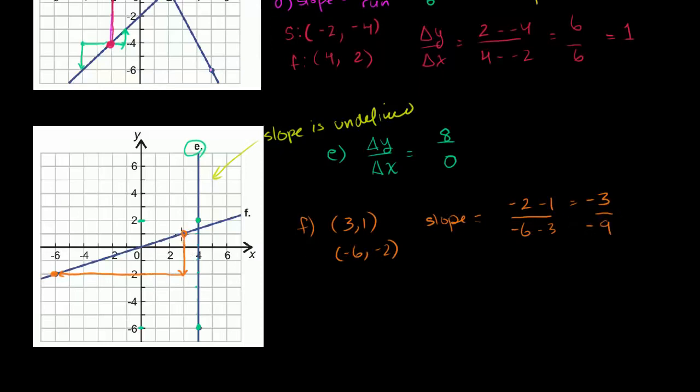So for every time we go back 9, we're going to go down 3, which is the same thing as if we go forward 9, we're going to go up 3. All equivalent. And we see these cancel out, and you get a slope of 1/3. Positive 1/3. It's an upward sloping line. Every time we run 3, we rise 1. Anyway, hopefully that was a good review of slope for you.